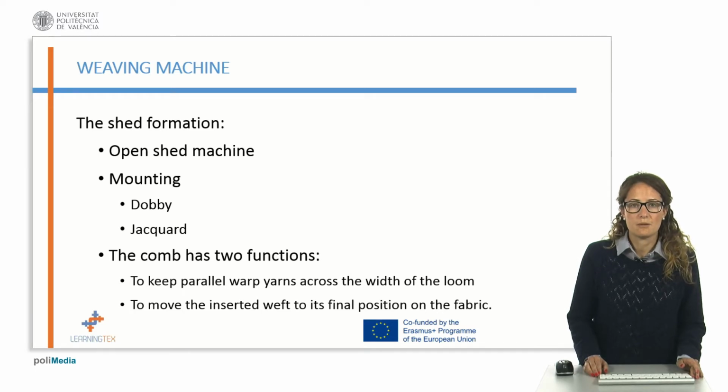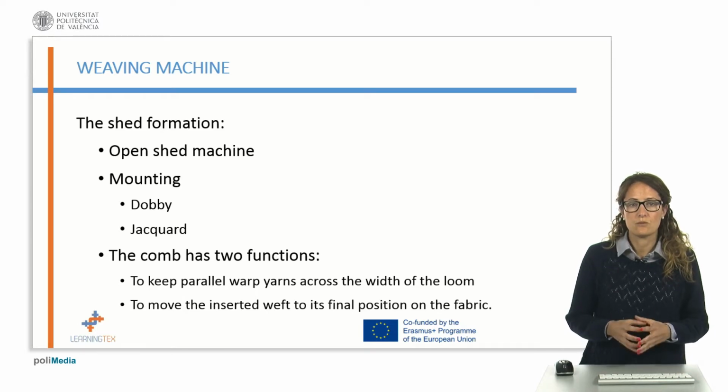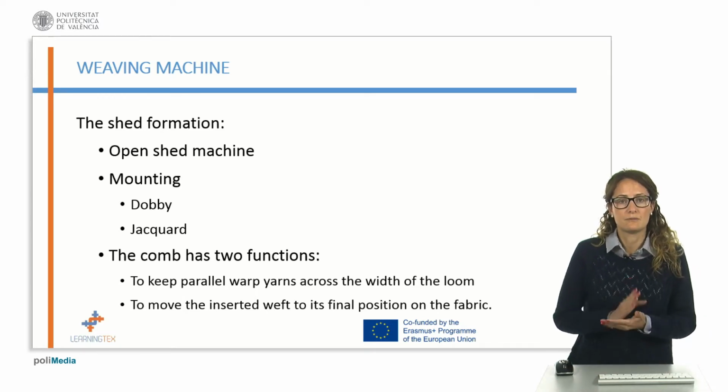We can find two types of looms, dobby and jacquard. The main difference between these is how the warp yarns are moved up and down. In the case of the dobby loom, the warp yarns are moved in groups. However, in the jacquard loom, the warp yarn is moved individually.